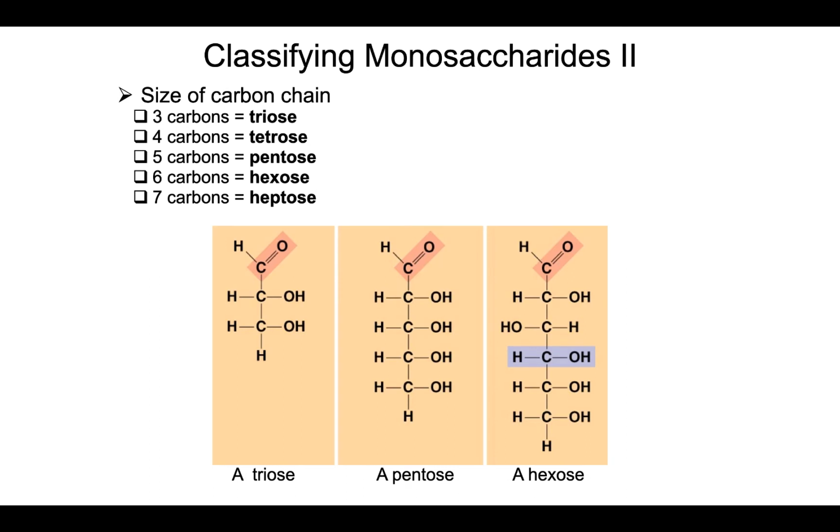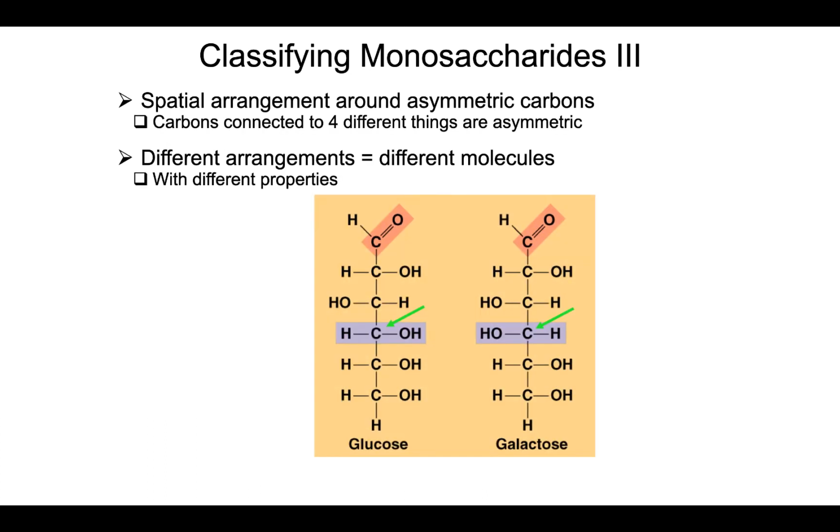Next, different monosaccharides will differ in the number of carbons in their carbon chain. If it has 3, we call it a triose. If it has 5, we call it a pentose. If it has 6, we call it a hexose, and so on and so forth. So that's another way that monosaccharides can be different from one another.